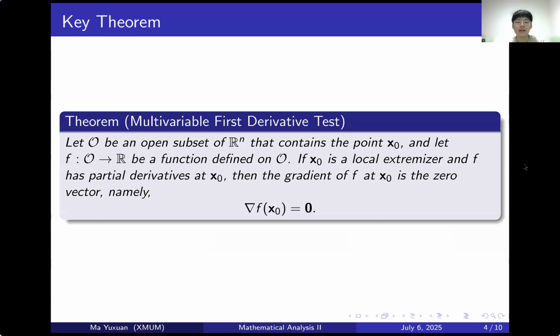Let's look at the key theorem. Let O be an open subset of R^n that contains the point x0, and let f from O to R be a function defined on O. If x0 is a local extremizer and f has partial derivatives at x0, then the gradient of f at x0 is the zero vector.